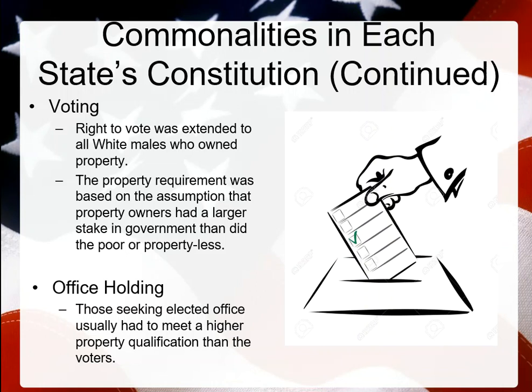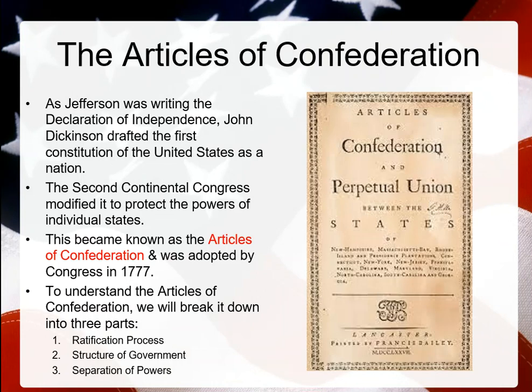And if you want to run for office, or hold an office, then you've got to be slightly better than just a property owner. You have to be pretty educated. And anyway, there were stipulations involved. The Articles of Confederation is going to get written around the same time as Jefferson writes the Declaration of Independence. We have John Dickinson who's going to write the first draft. However, the Second Continental Congress is going to look at it. They're going to modify it to give more power to the states.